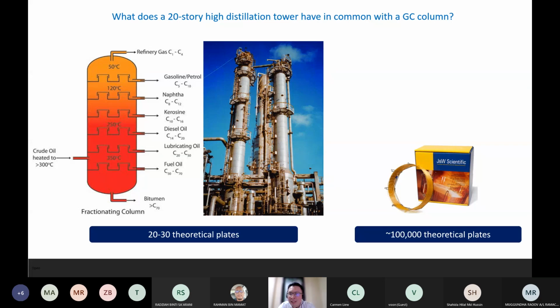But nevertheless, the point that I'm trying to make here is that both of them perform a separation. The difference is that the distillation column does not have the resolution or the capability to resolve as many fractions as, for example, a capillary column. This is actually an effect of what we call theoretical plates. I believe you've already covered the subject of theoretical plates. So you can imagine that a huge distillation column has between 20 to 30 theoretical plates to separate the different fractions of hydrocarbon. So the crude oil can be fractionated into fuel oil, lubricating oil, diesel, kerosene, naphtha, gasoline, and petrol.